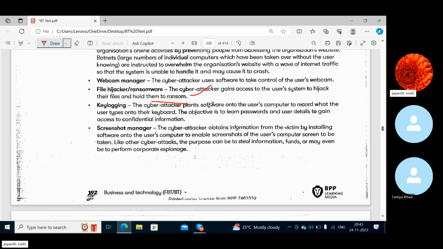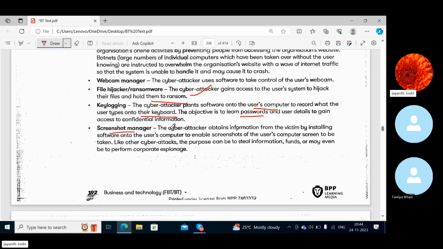Key logging. The cyber attacker plants software into the user's computer to record what the user types onto their keyboard. So what they do, they plant some software in the computer to record what the user types onto their keyboard. So with that, they can know the passwords, right? Usually what is typed many a time, and they can gain access to confidential information.